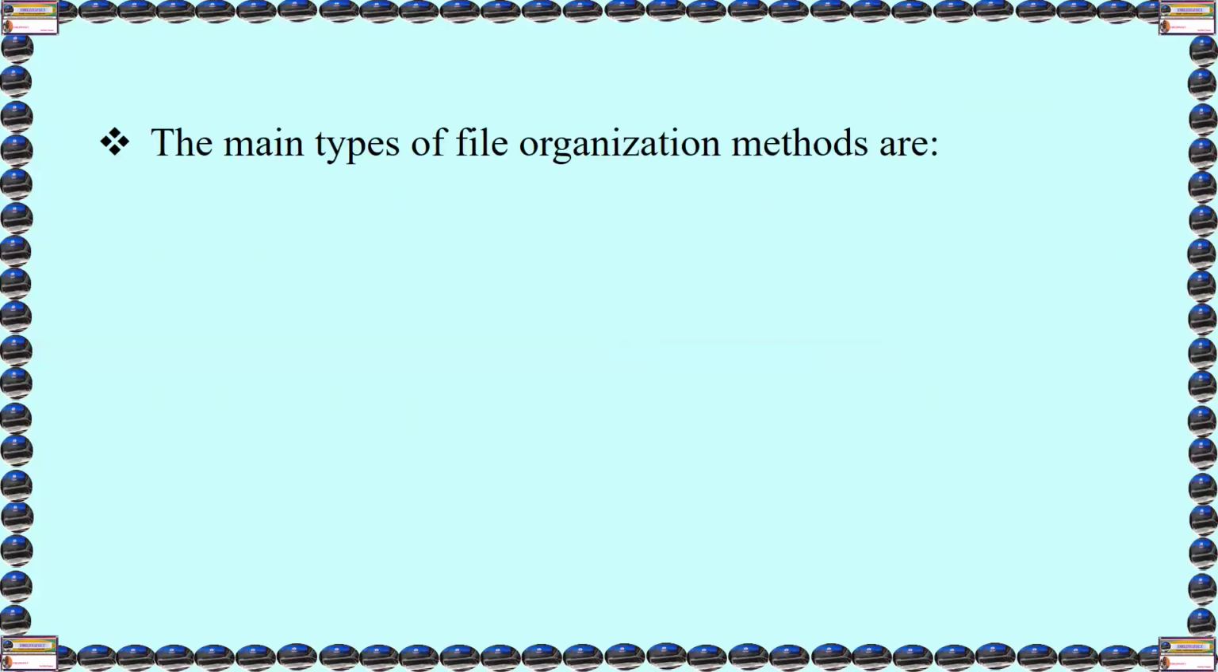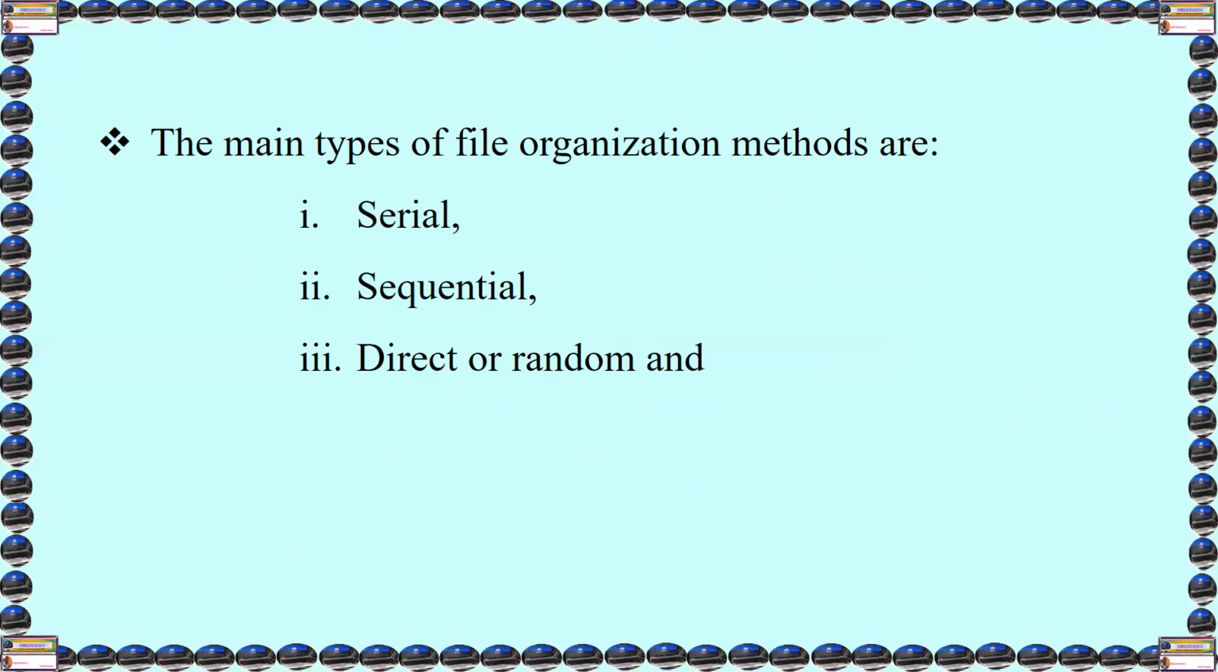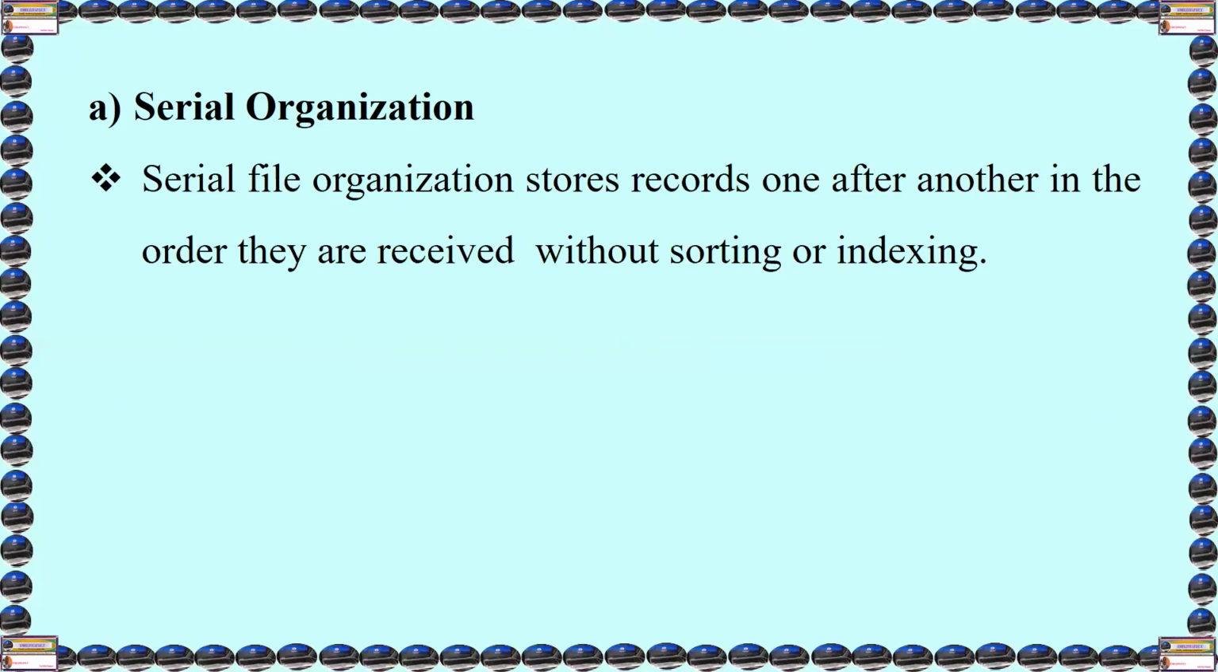The main types of file organization methods are therefore the serial method, the sequential method, the direct or random method, and the indexed organization method. Let's begin by looking at what we call the serial organization method.